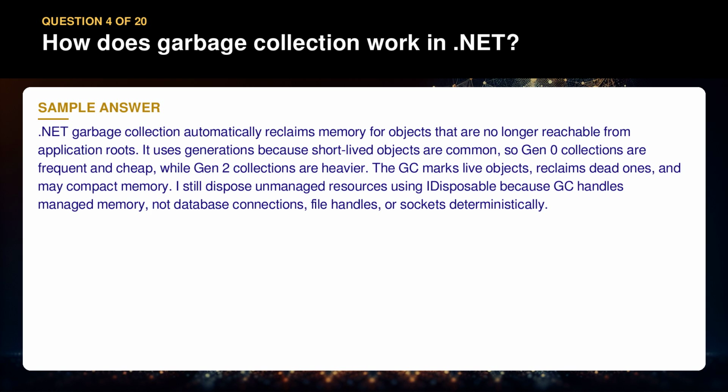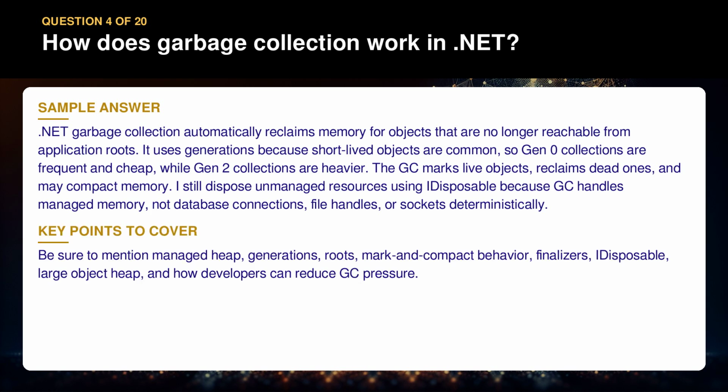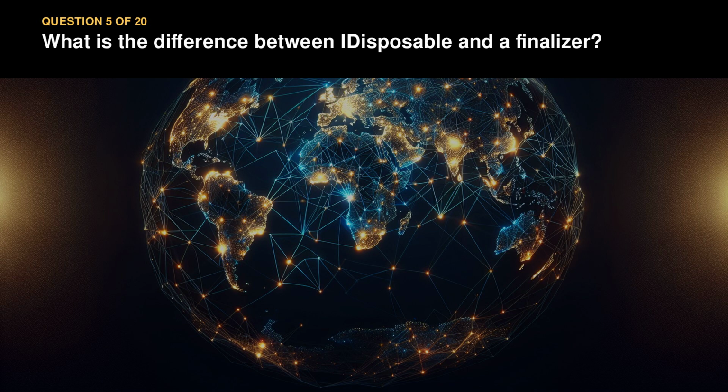I still dispose unmanaged resources using IDisposable because GC handles managed memory, not database connections, file handles, or sockets deterministically. Be sure to mention managed heap, generations, roots, mark and compact behavior, finalizers, IDisposable, large object heap, and how developers can reduce GC pressure.